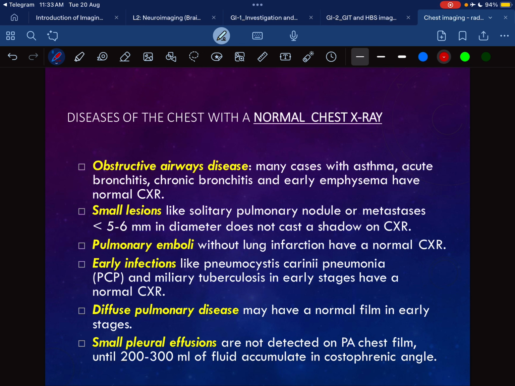What is the differential diagnosis in someone with dyspnea? Heart failure, then pneumonia, then pneumothorax, then PE.